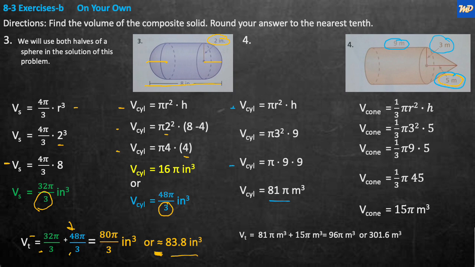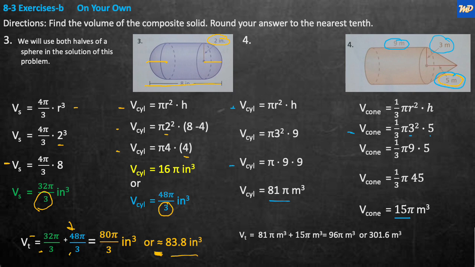So when we substitute in here, the volume of the cone is equal to 1/3 pi times 3 squared times 5. And that is 1/3 pi times 9 times 5, since 3 squared is 9. So 1/3 pi times 45. We can simplify that very easily to the volume of the cone is 15 pi meters cubed, because 45 divided by 3 is 15.